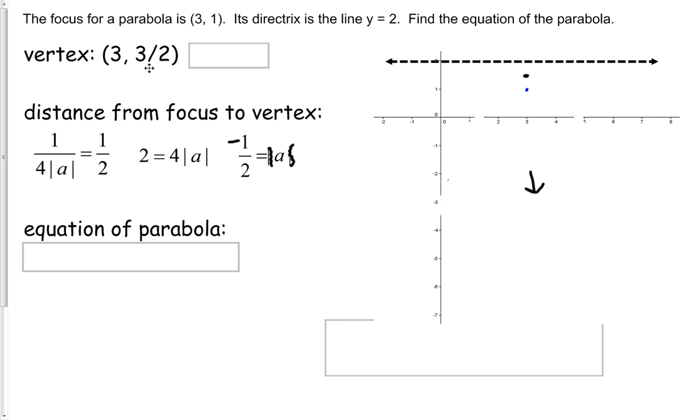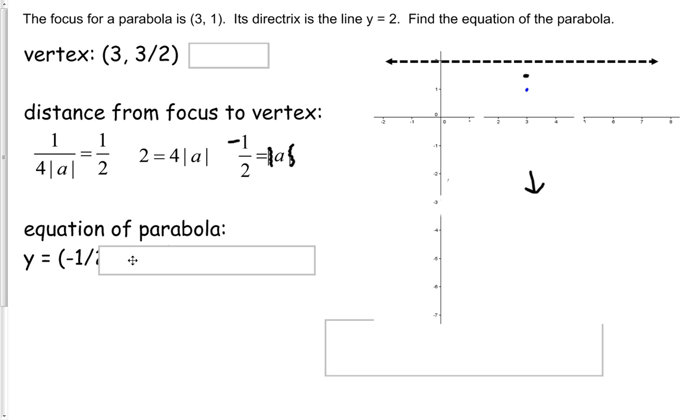So if I have a vertex and an a value, I can write the equation of a parabola in vertex form. Since it opens up and down, I'm going to start with y equals, not x equals. And in my parentheses, it's going to be x minus the x-coordinate of my vertex, and the coefficient out front is going to be my a value. So it'll be negative 1/2 out front times (x minus 3).